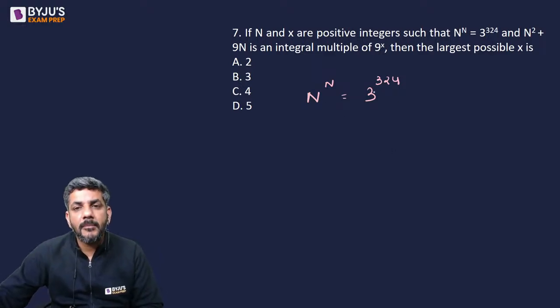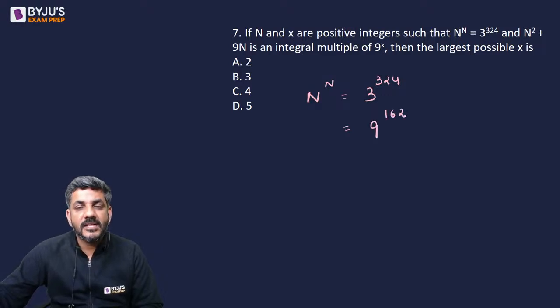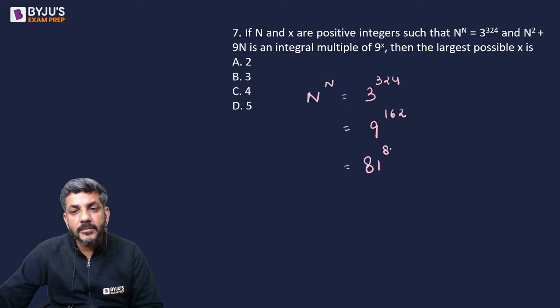तो मुझे बस ये चाहिए यहां पे दोनों सेम नंबर बन जाए। सो 3 टू द पावर 324 इट कैन ऑल्सो बी रिटन एज 9 टू द पावर 162। इसका स्क्वायर करके उसका हाफ कर दिया, फिर से इसका स्क्वायर करके उसका हाफ कर देता हूं तो इट बिकम्स 81 टू द पावर 81। So if n to the power n is 81 to the power 81, that of course means that n is 81.